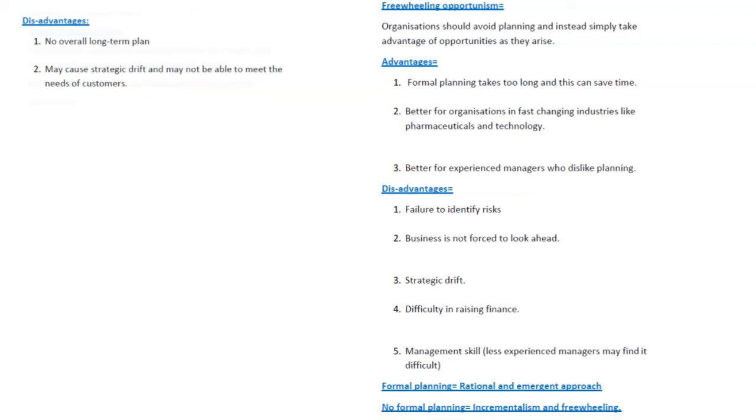suggest. So these are methods which are given to you, but you will have to see which is best for your company. The disadvantages are obviously there can be a strategic drift, there is no long term plan, there is failure to identify risks, and you are heavily dependent on management skill.